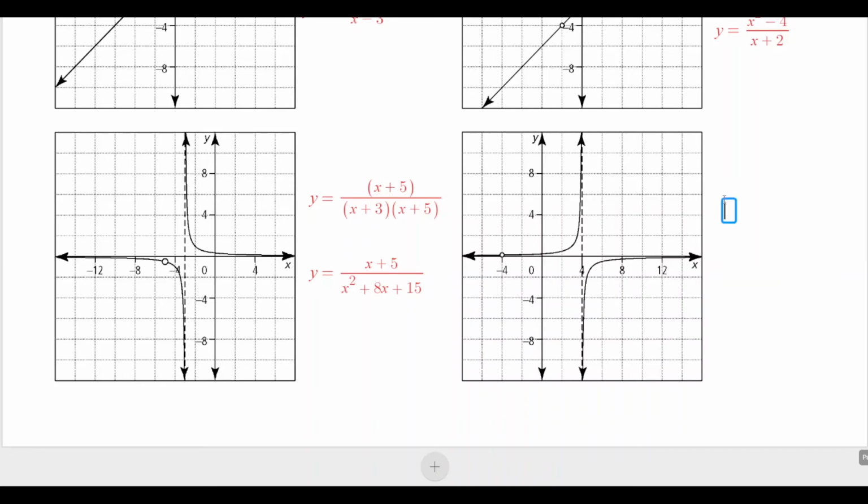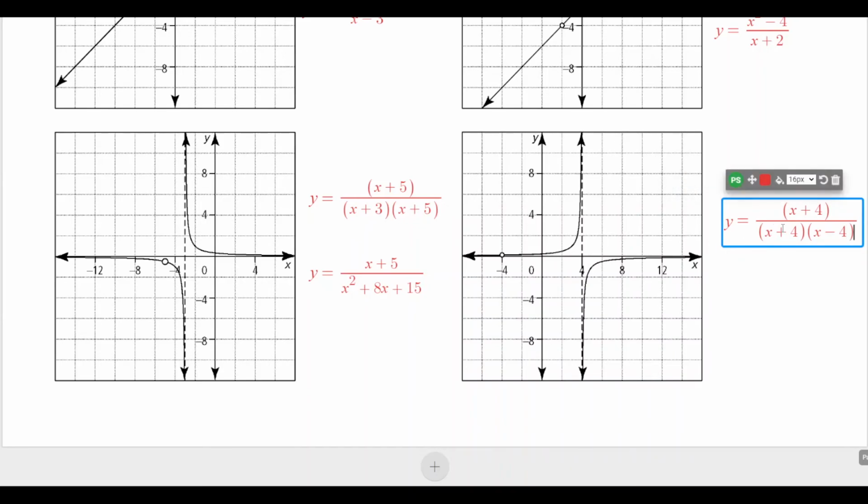Now I'm going to come up with an equation for this last one in a similar way. I'll start by making sure my hole is in there, so I'll have an x plus 4 over x plus 4. So I know that I'm going to have a hole at -4, which I do over here. And then let's see here. I've got a vertical asymptote at, what is that, +4. So I also need one that's going to be x minus 4 here.